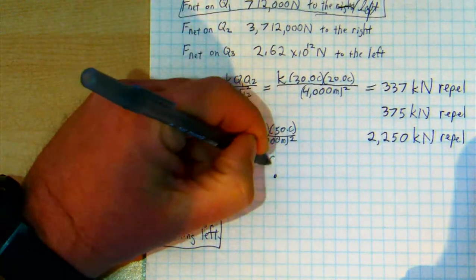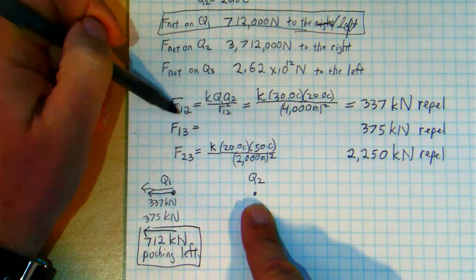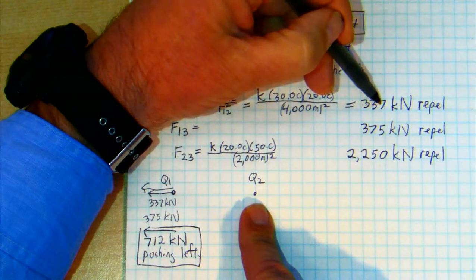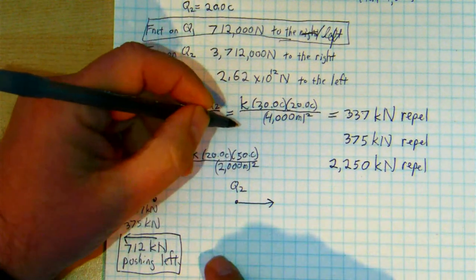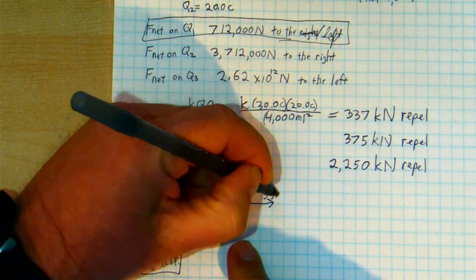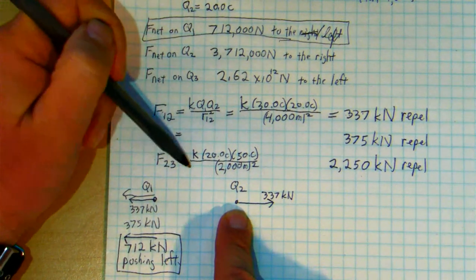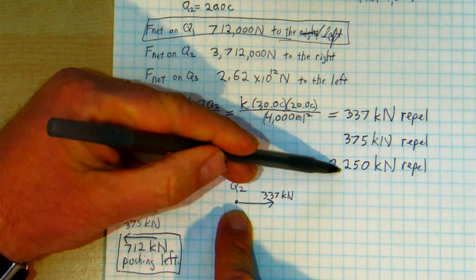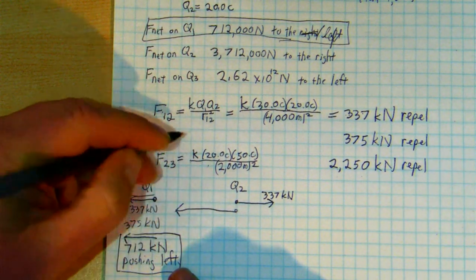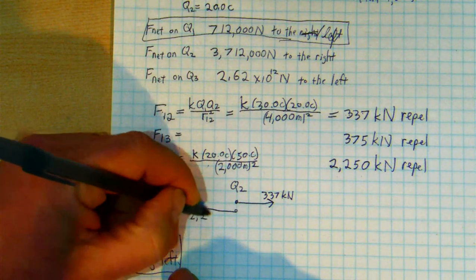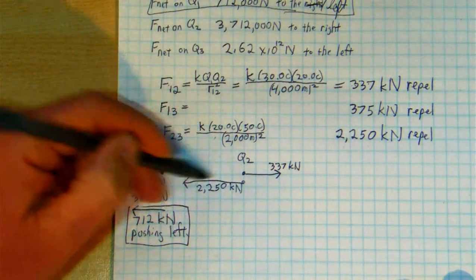Turning my attention to Q2. The force on Q2 from Q1 is 337,000 newtons, pushing it to the right. And I'm not doing this to any meaningful scale. So here's 337,000 newtons pushing Q2 to the right. Q3 is a much stronger force pushing it to the left. So Q3, again, not really to scale, 2,250,000 newtons pushing it away from it, pushing it to the left.